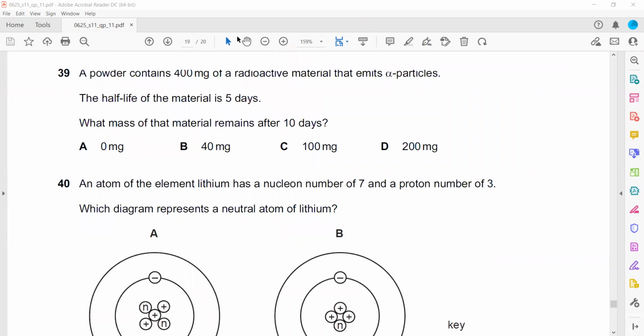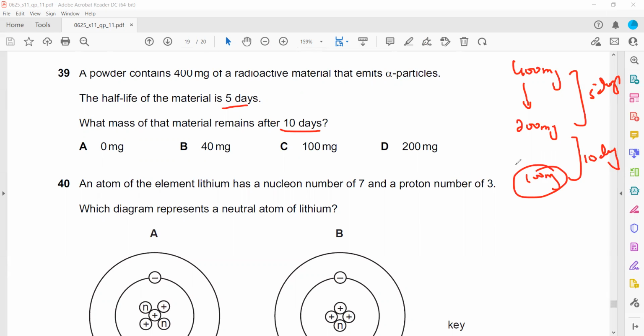Then a powder contains 400 milligrams. 5 days is the half-life. We want to find after 10 days. So we have 400 milligrams. After one half-life, 200 milligrams will be radioactive. After a further half-life, after 10 days, 100 milligrams will be radioactive. So C is the right answer.